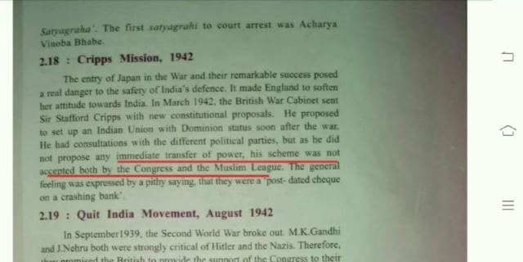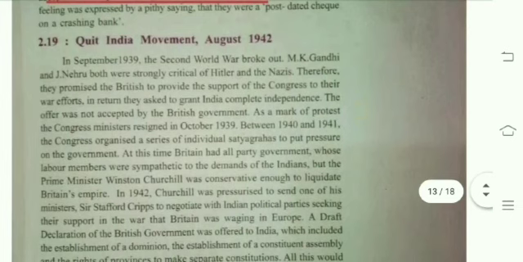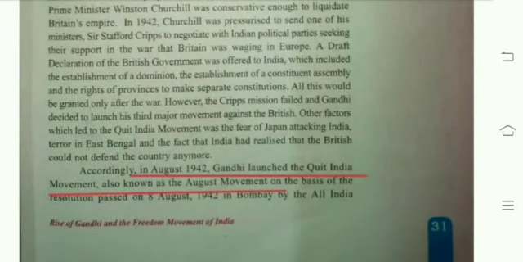After this we have the Quit India Movement, August 1942. It is also known as the August Movement or the Bharat Chhodo Andolan. When the Cripps Mission failed, it became clear that the British government was not ready to make any real constitutional reforms during World War II. And in order to save India from the British attacks, Gandhiji came to a conclusion to force the British out of India without any delay.